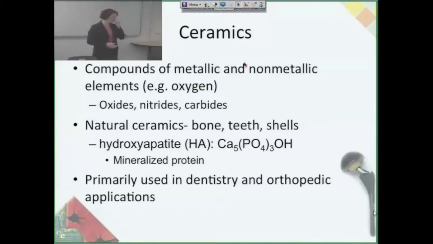You have natural ceramics that are found in bone, teeth, and shells, and so nature has evolved to use ceramics, and so whenever that happens, you know it's a useful material. But that's mineralized protein, so it has really different properties than the ceramics that we can make synthetically, and that's part of the problem, that we haven't been able to actually recapitulate the mechanical properties of natural ceramics. But these are primarily used in dentistry and orthopedic applications.